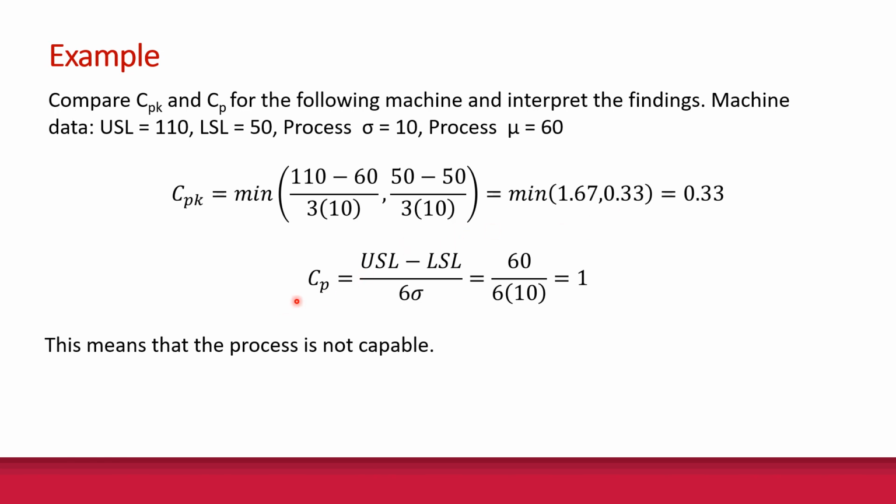However, if you compute the C sub P value, you get 60 over 6 times sigma, you get 1. So here's a case where the C sub PK value is 0.33 and the C sub P value is 1. So this process is clearly not centered, and so we would say this process is not capable.